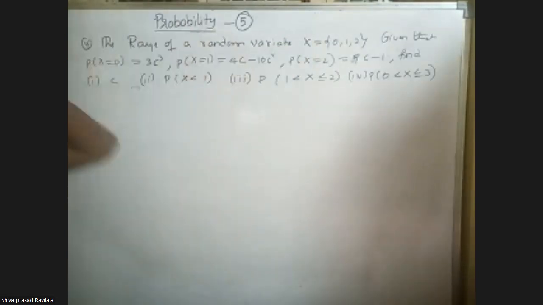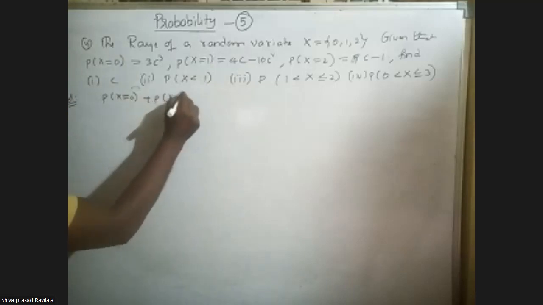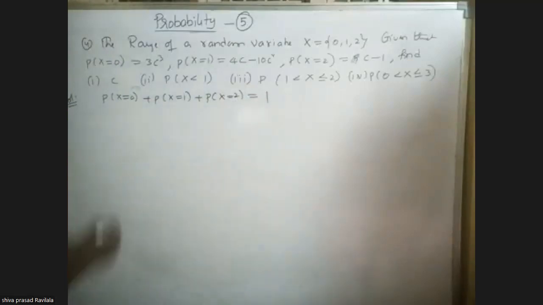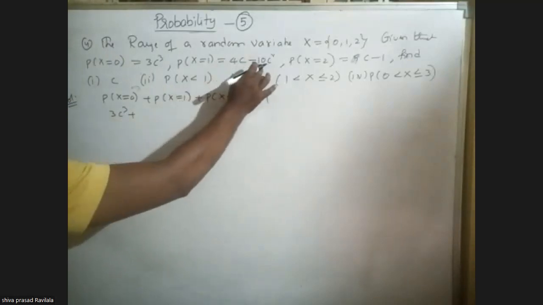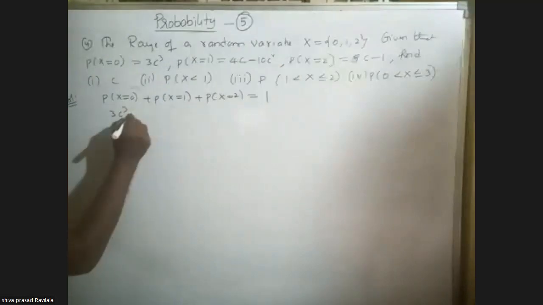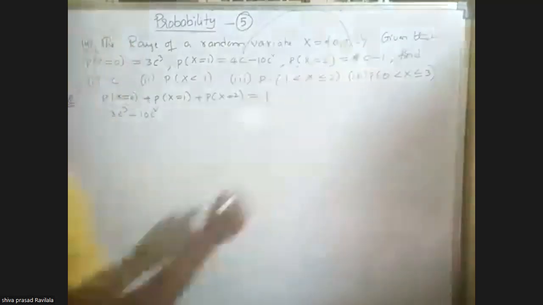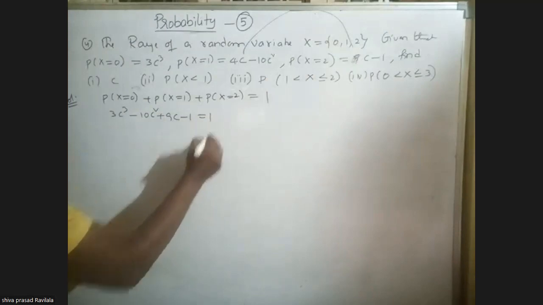Before that, you find the value of C. To find it, we have only one condition: the sum of the probabilities is 1. The probability of x is equal to 0, plus x equal to 1, plus x equal to 2, is equal to 1. So 3c cube, plus 10c square, plus 5c minus 1, is equal to 1. Adding the c terms, 4c plus 5c gives 9c, and with minus 10c square, and minus 1 is equal to 1.